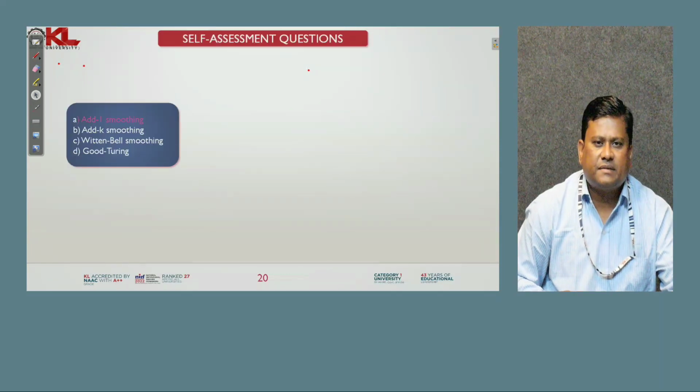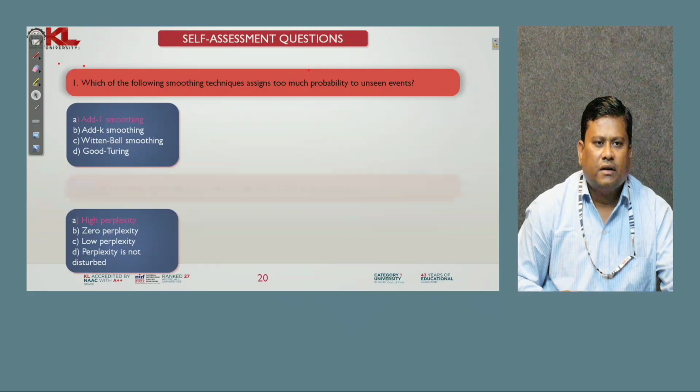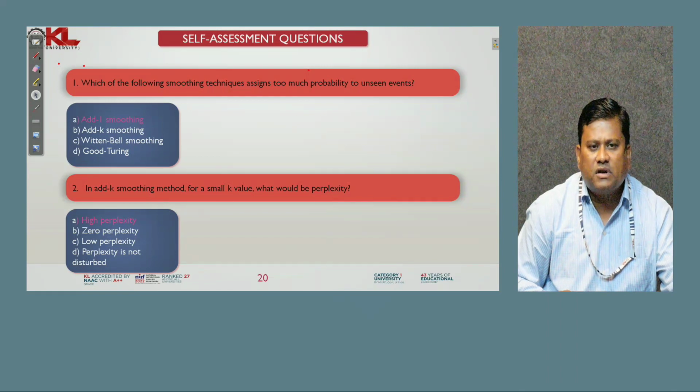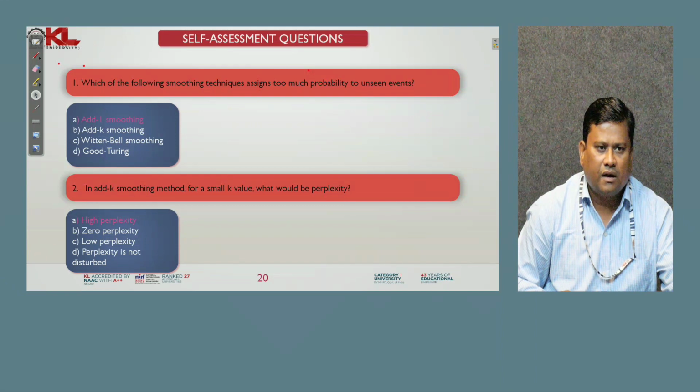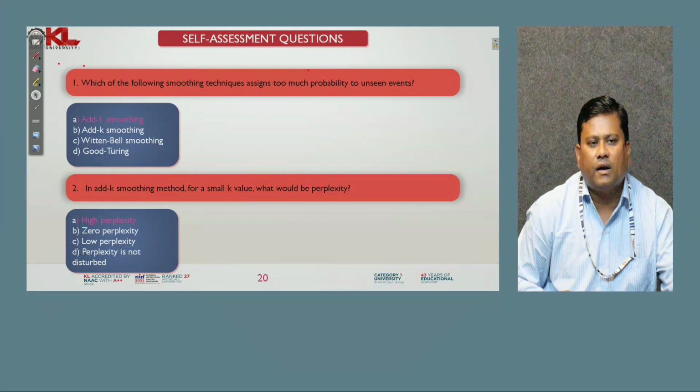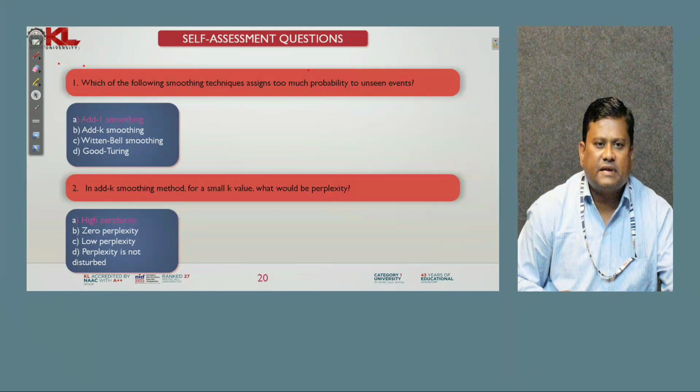Some self-assessment questions are also there. Which of the following smoothing techniques assigns too much probability to unseen events? The options are add-one smoothing, add-k smoothing, Witten-Bell smoothing, and Good-Turing smoothing. Basically the answer will be add-one smoothing. In the second question, in the add-k smoothing method for a small k value, what would be the possibility? It will be a high possibility.